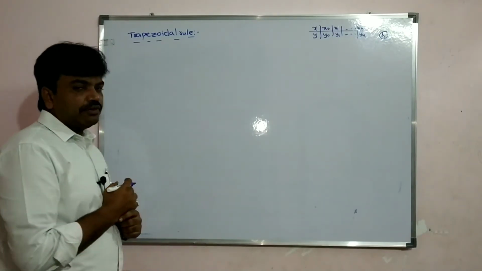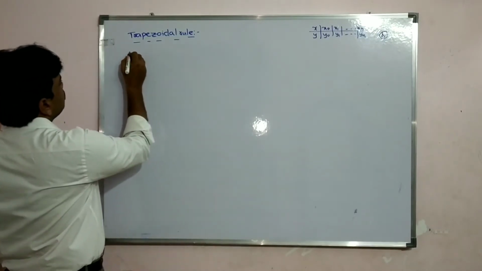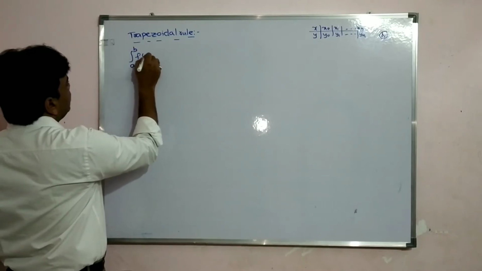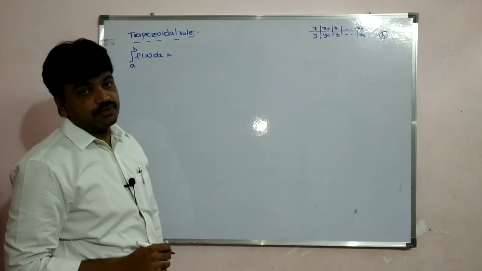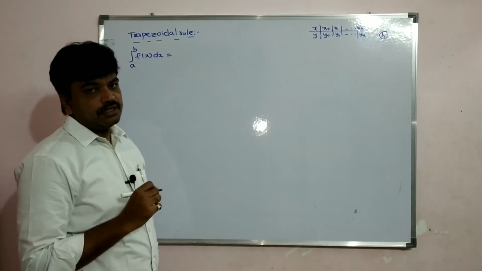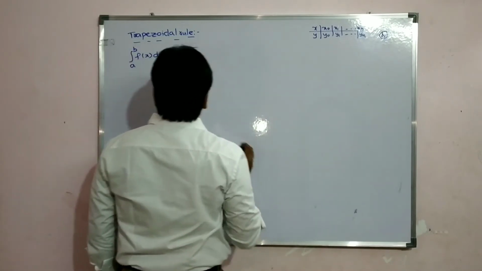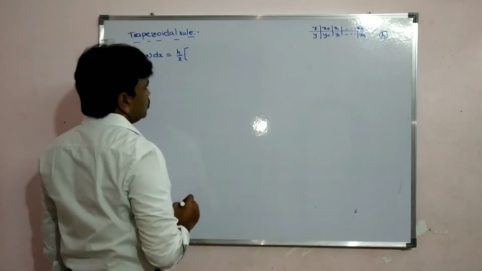In that particular case, we are evaluating definite integral, students. So, integral a to b f of x dx. So, this is definite integration, students. Now, I already told you, students, here the formula is h by 2.